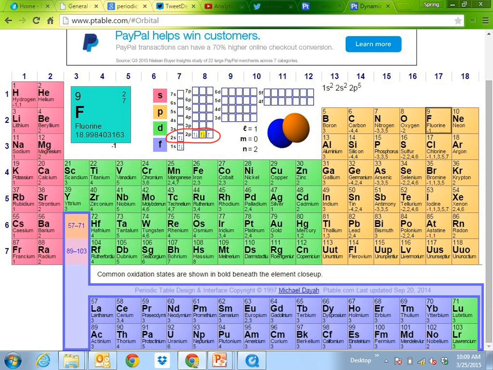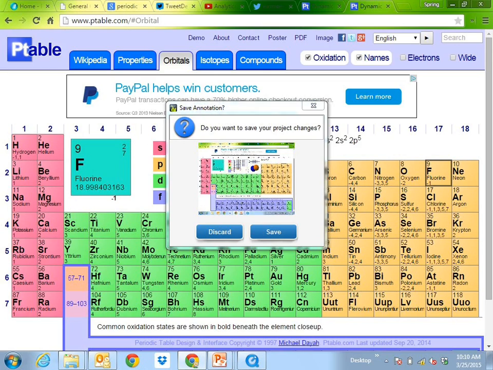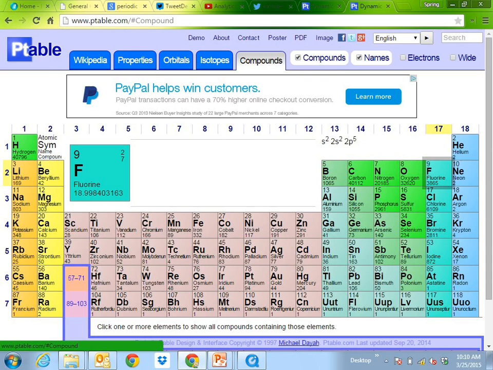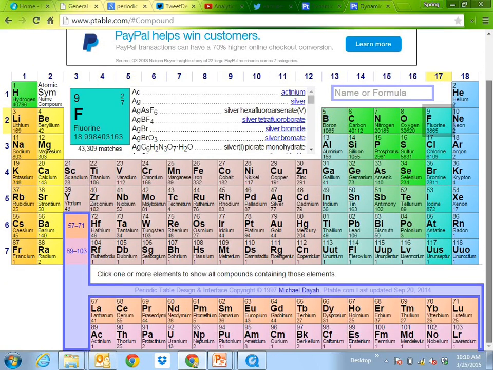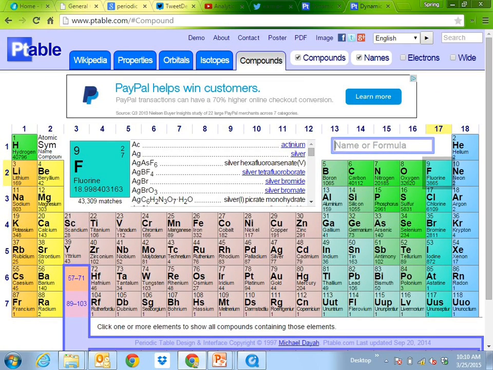Let's go back. See, where did it go? I want to go show you the compounds right quick in case I forget later. It is so cool. I was playing around with it the other day. And it is so free. There we go. So if you click on compounds, let's see, I used it on my iPad. Let's see how this works. There should be a place. Oh, here it is. It says name or formula.